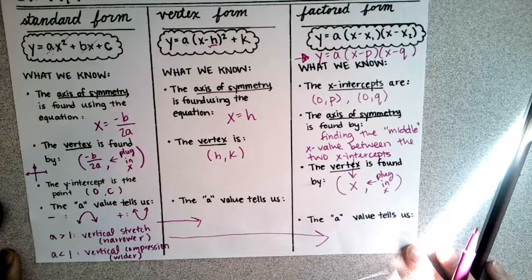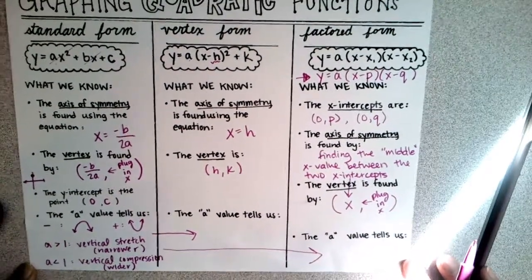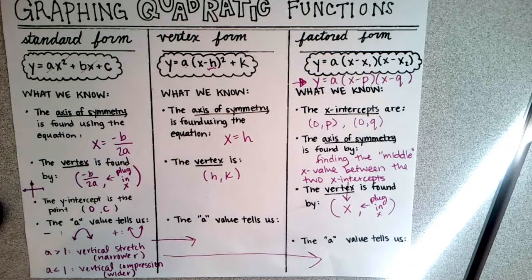So this is just a little chart that summarizes what we know about the three forms of graphing quadratic functions. Your assignment for today is a matching activity and a quiz that involves all three forms, and this sheet might be handy as you're completing those. Good luck!